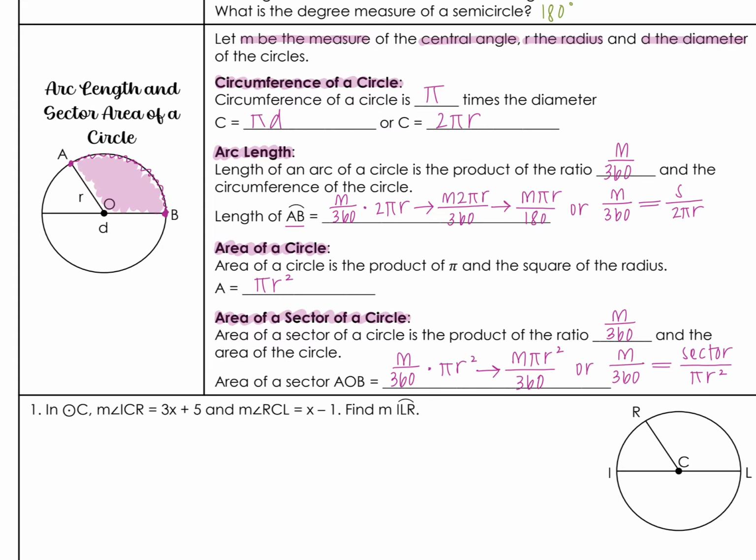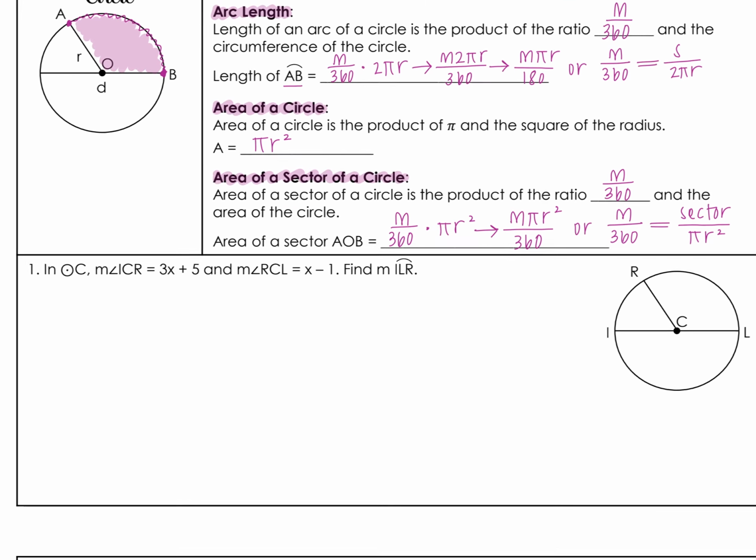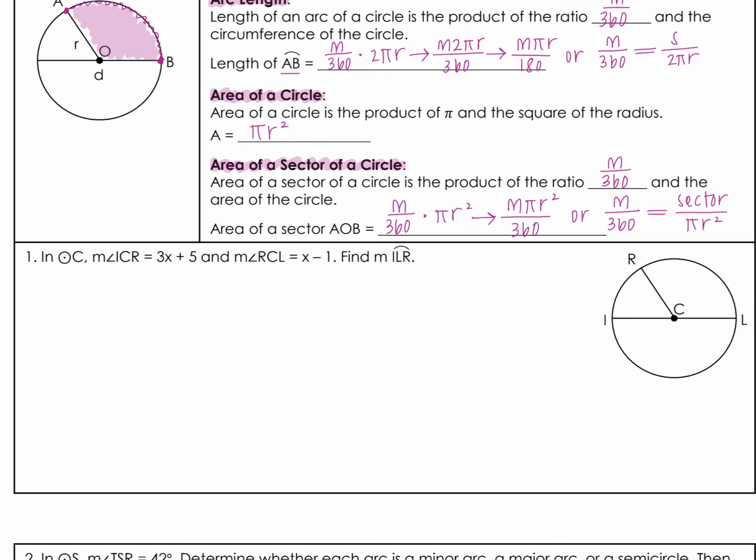All right, now let's move into our first practice problem. We have in circle C, the measure of my angle ICR. Okay, so looking here, that ICR is going to be this angle, would be 3x plus 5. And the measure of my angle RCL would be x minus 1.